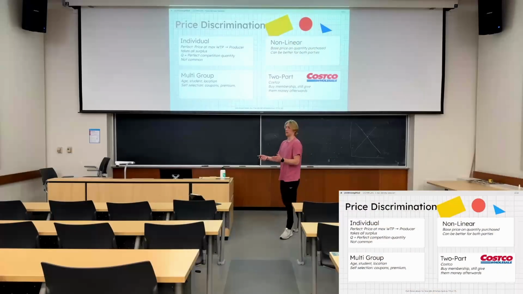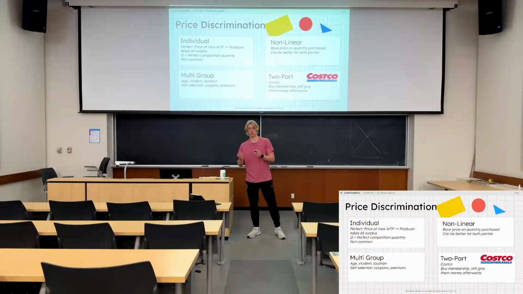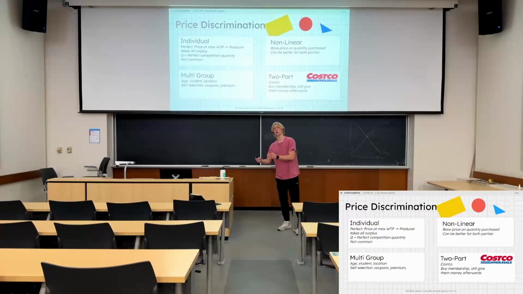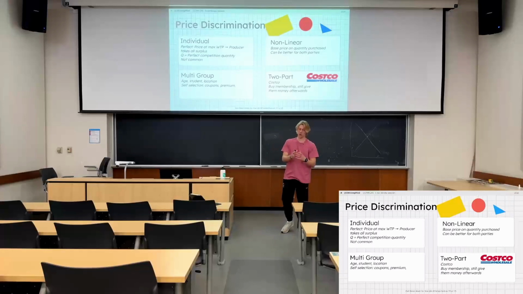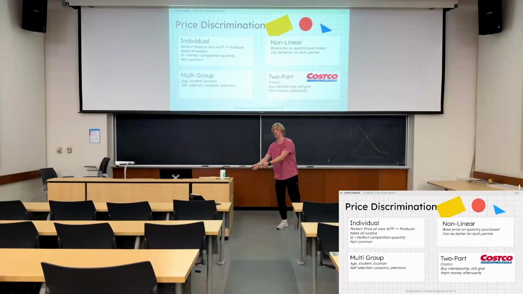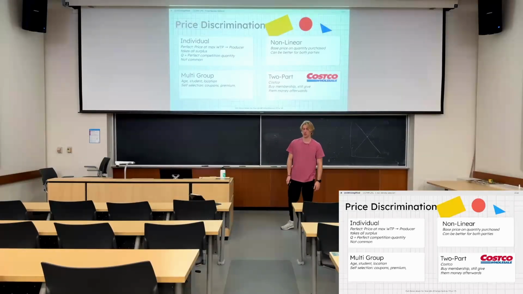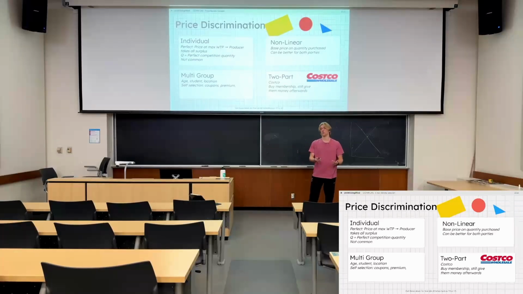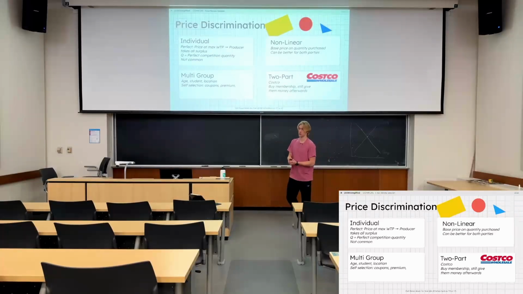Another form is nonlinear. So you're basing the price on quantity. So if you buy one pair of socks, it'll be $20. If you buy two pairs, it'll be $35, and so on. You can kind of have these different prices as you buy more quantity. And just one thing to keep in mind is you're calculating what's the average cost for each of those products as you go along the line. And they're going to be doing that to try to take as much consumer surplus as possible.